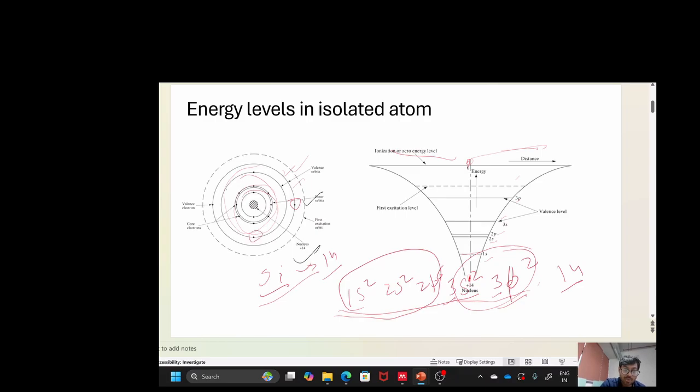1, 2, no, not this one. 1, okay, 1, 2, 3 and 4. So this is 1s2, this is 3s2, and this is 3p2. These are the valency shell electrons in this one. Okay, this is how the potential energy diagram looks like for an isolated atom.